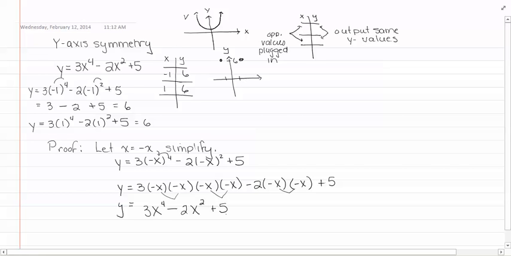So you can see you end up back with the same equation that we started with. And when that happens, then you have y-axis symmetry. That's your proof.